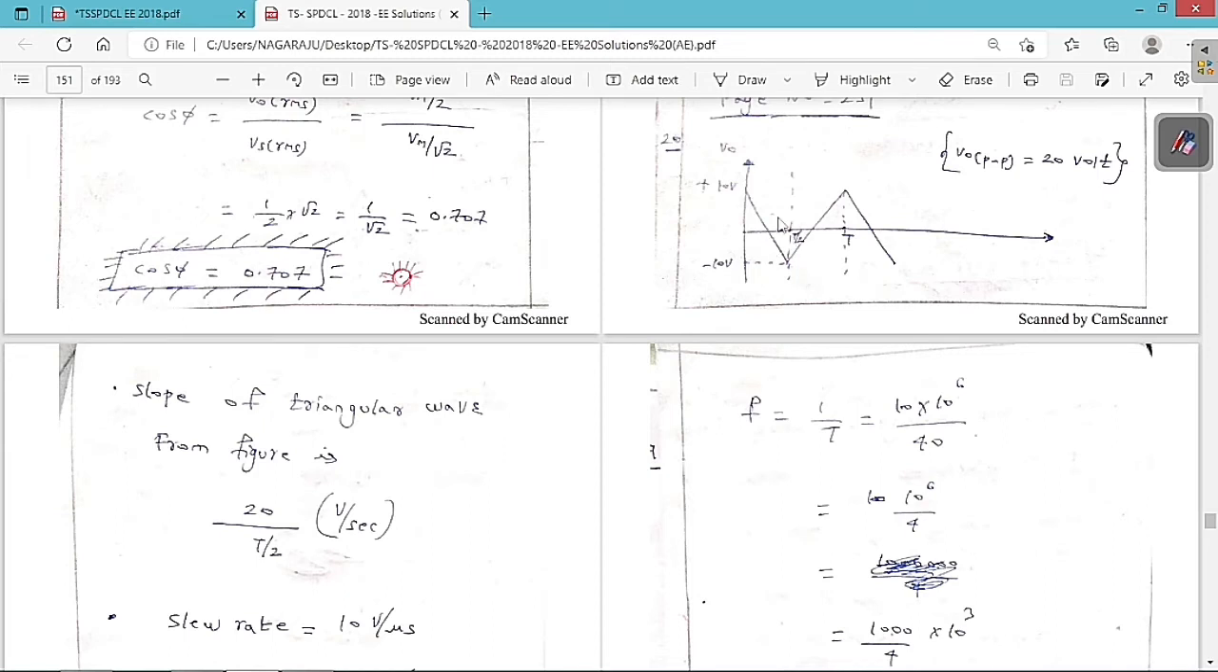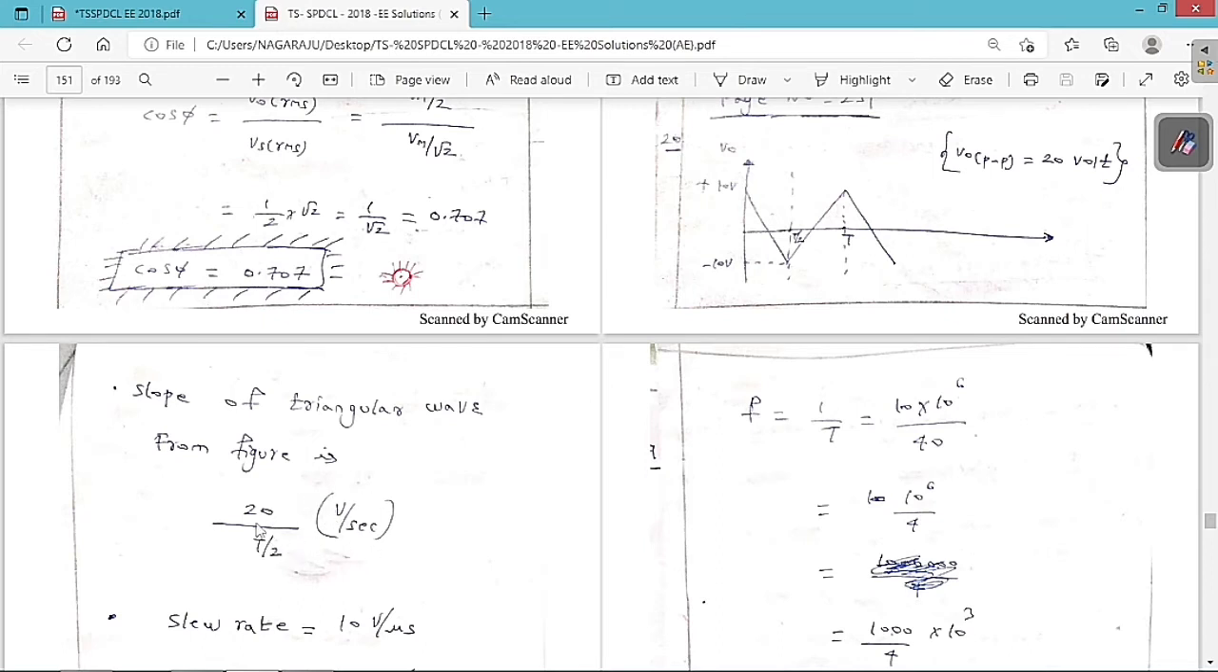Now I want to find the slope of this triangular waveform from here to here. The amount of change is this height, which is 20 volt, and in terms of time it is T by 2. So the slope is equal to tan theta, which is opposite by adjacent. Opposite is 20 volt and adjacent is T by 2. The slope of the triangular waveform is 20 volt per T by 2 seconds, so the unit is volt per second.